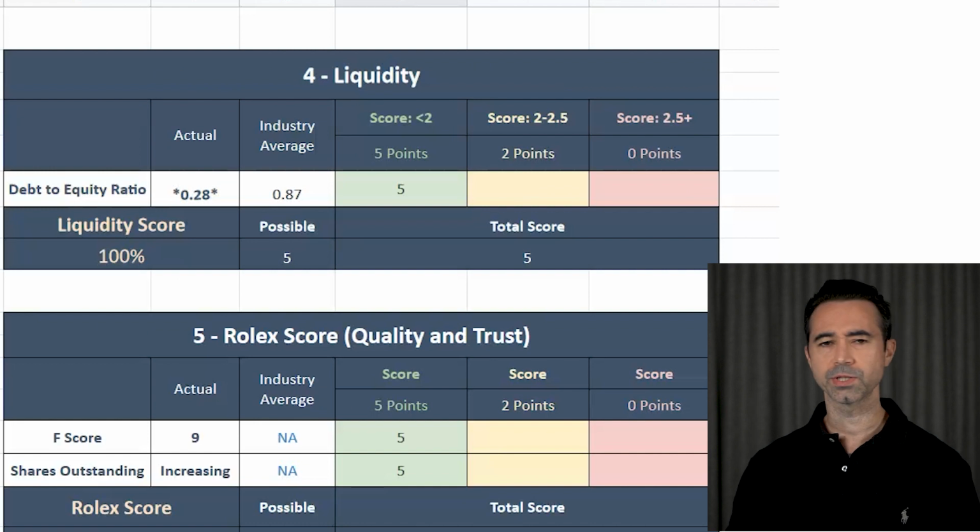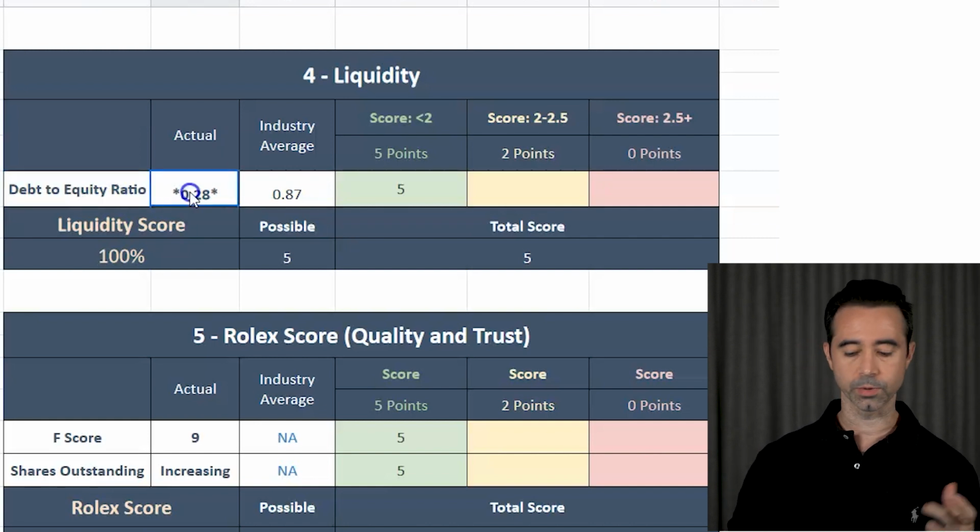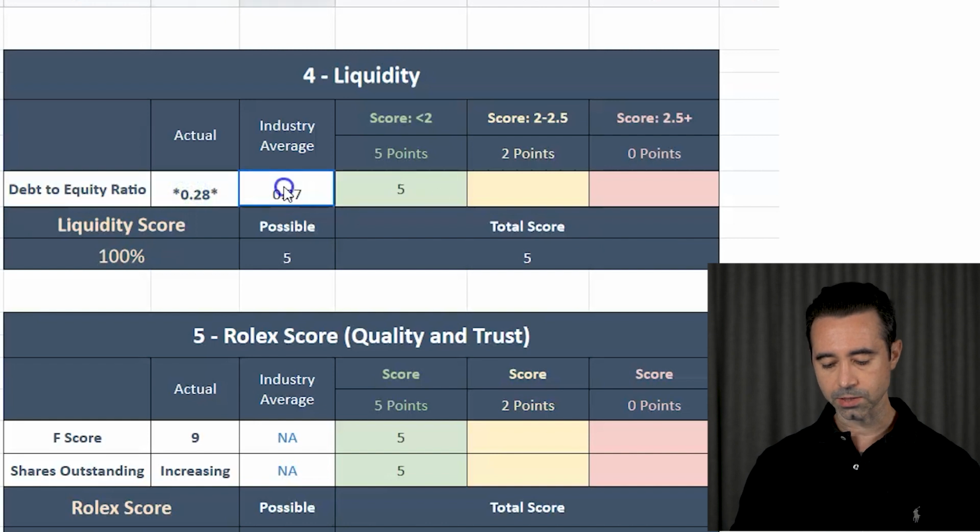Then we have liquidity. I just like to see the debt to equity ratio on this one, and it's got a totally fine debt to equity ratio, so the debt load's not too bad, with a 0.28, so that's good. It's actually way lower than the average of 0.87. So this gets 5 points, a full score.